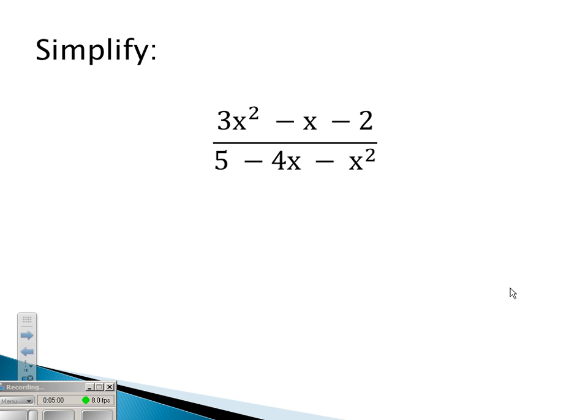Next one, we have a little bit bigger trinomial. Nothing bad yet. Okay, so this expression, let's take a look at factoring it.